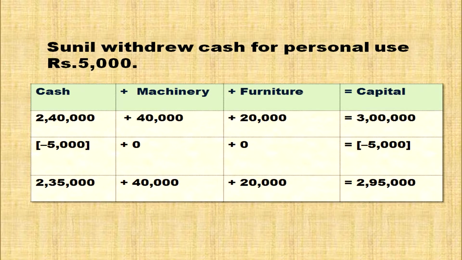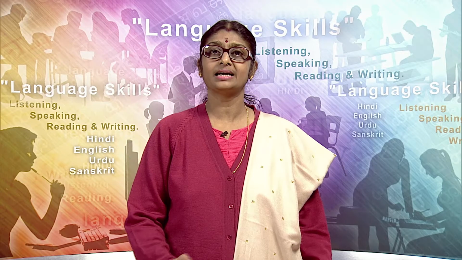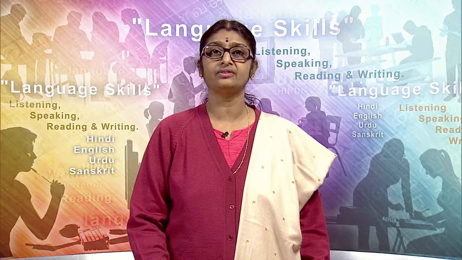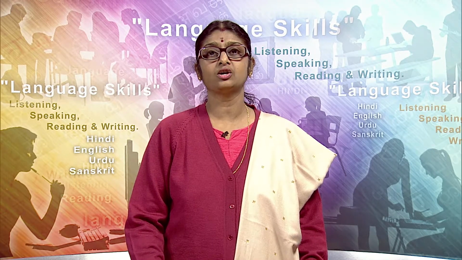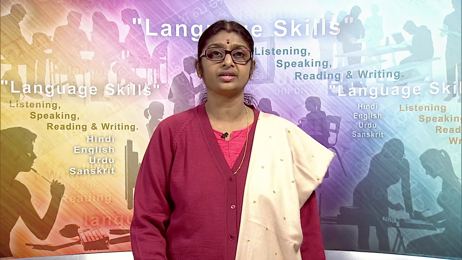So, again accounting equation is satisfied. 2,40,000 minus 5,000 in the cash column, 2,35,000 plus machinery 40,000 plus furniture 20,000. In the capital, 3 lakh minus 5,000, 2 lakh 95,000. So, in the asset side also 2 lakh 95,000, liability side also 2 lakh 95,000. So, accounting equation is satisfied.